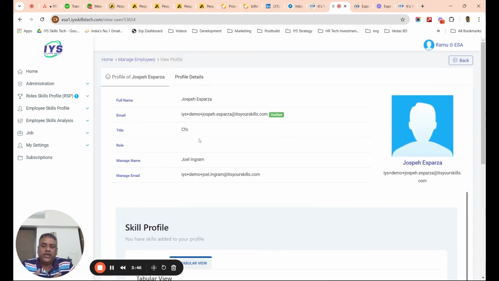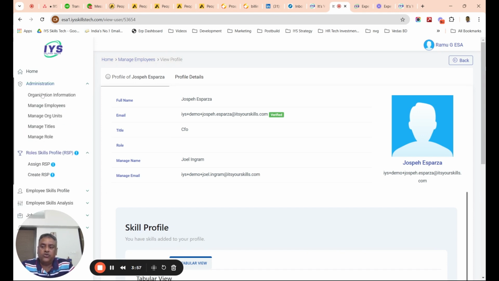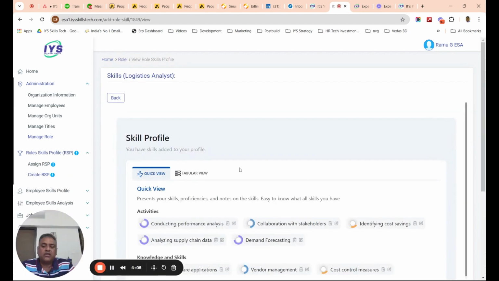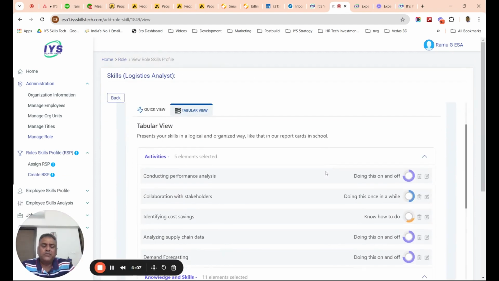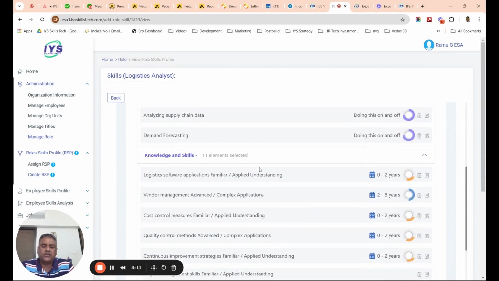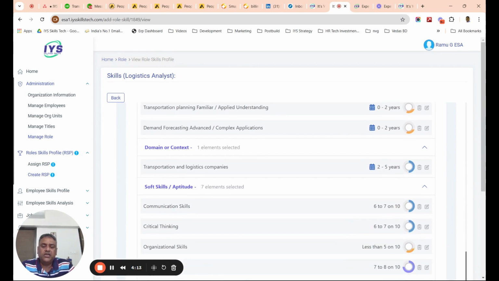Again, we can create different layers on top of it. For example, we may want people to assess themselves periodically. Now, likewise, for the various roles we can have the skills defined. This will enable us to know what skills are required. The same skills profile can also be used for recruitment purposes. For example, for a logistics analyst, we are defining the various skills and the proficiencies.